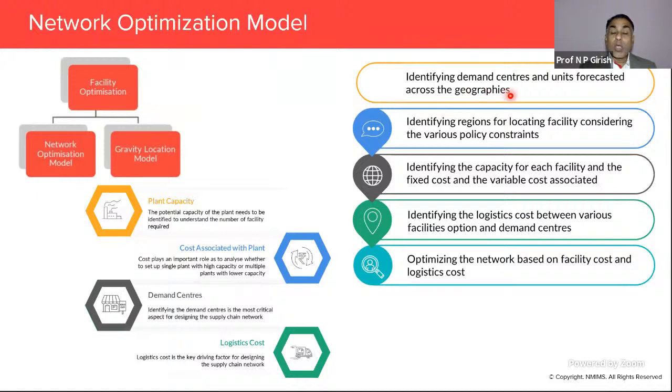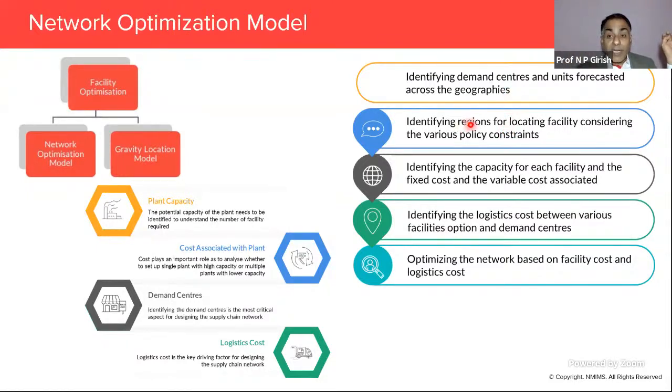You need to know where your demand centers are and what the forecasted volume is. So when Samsung moved from China to India, they would have kept in mind the likely volume in India. Maybe they knew already, or they were going to explore the market further and expand it further.